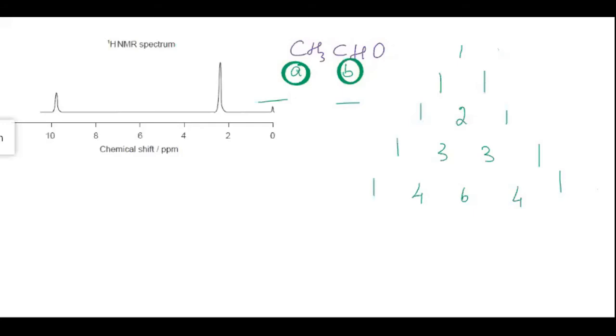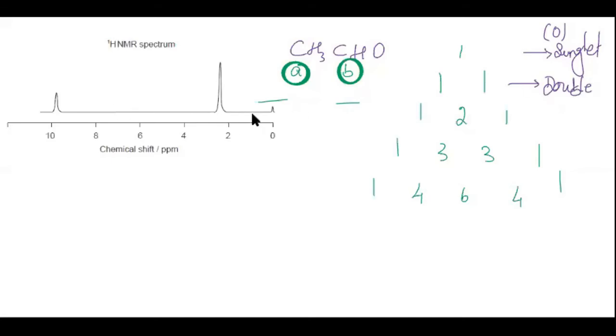Now, how will we identify the splitting pattern from Pascal's triangle? I don't know whether you know this or not. If there are 0 hydrogens in the neighborhood, it will give rise to a singlet peak. This is a singlet peak, corresponding to 0 hydrogens in the neighborhood. This is called a doublet. You will get a doublet when there is 1 hydrogen in the neighborhood.